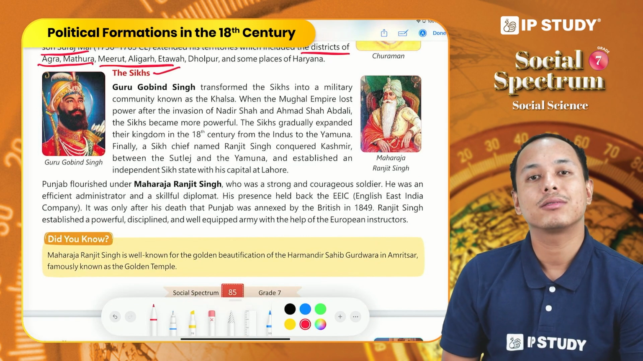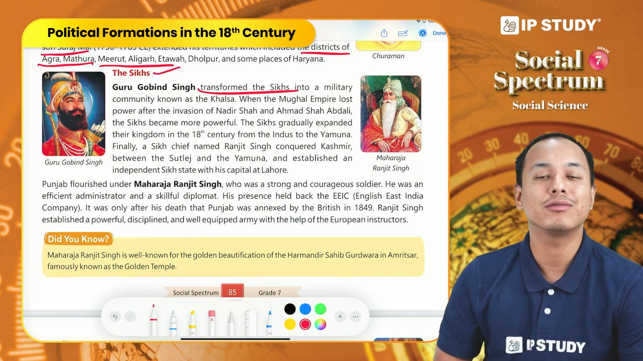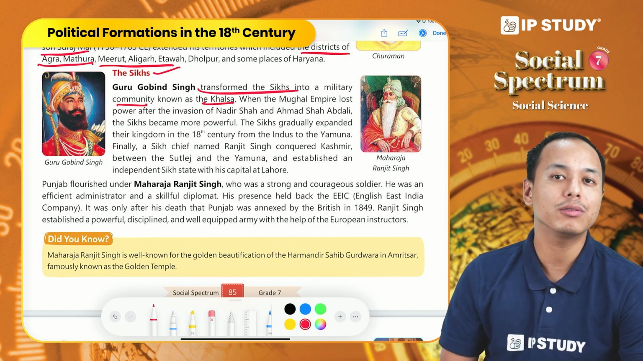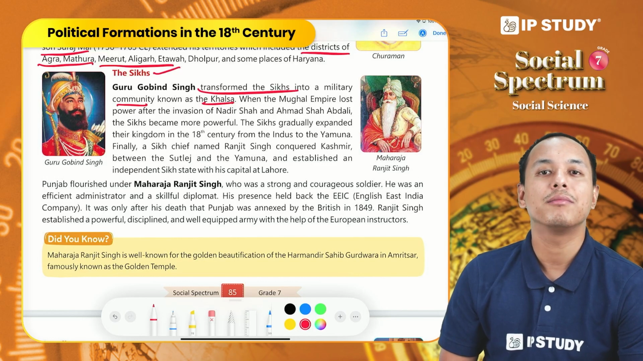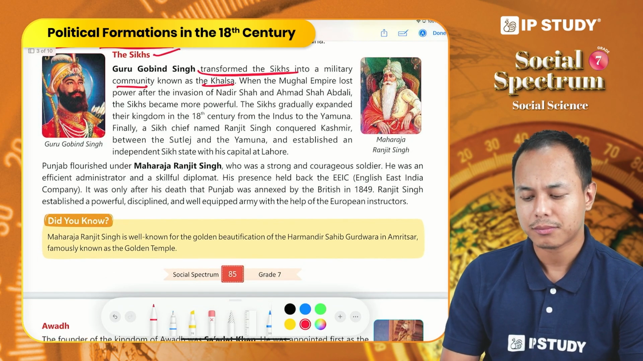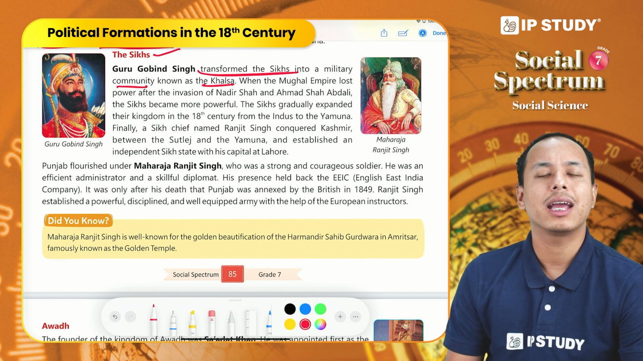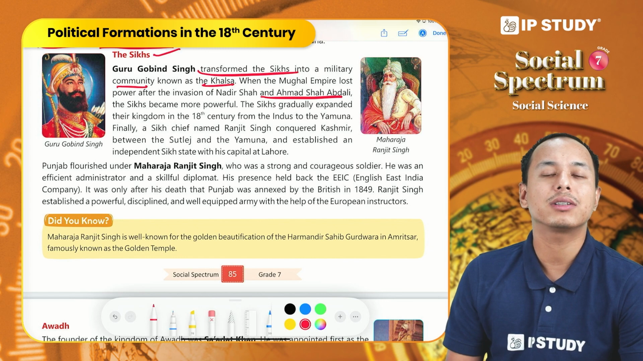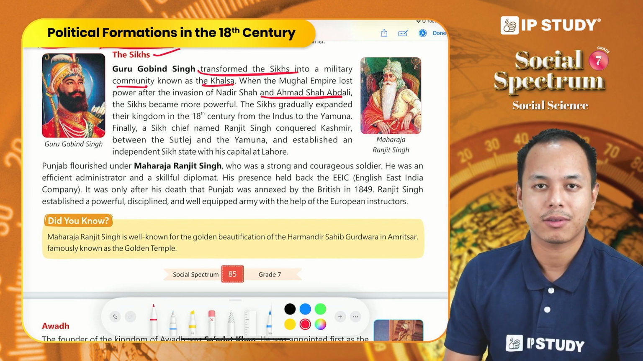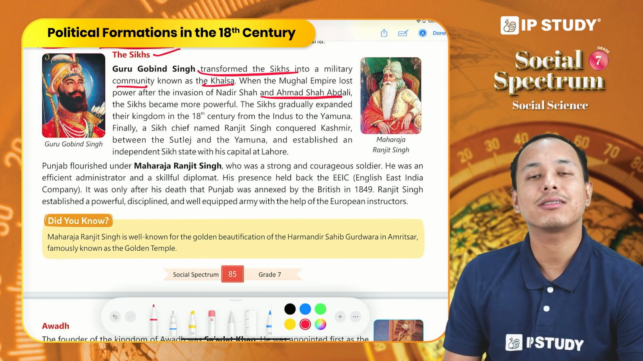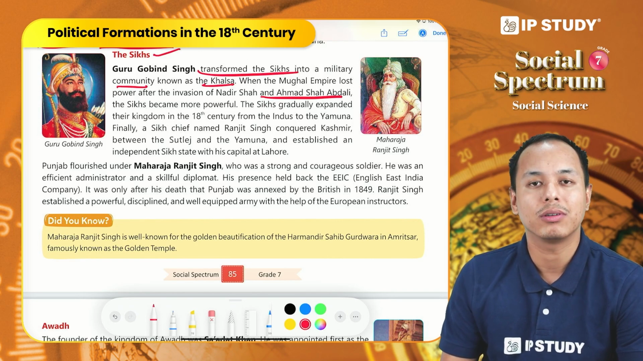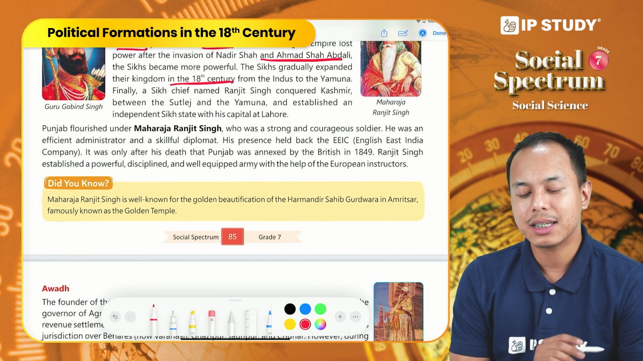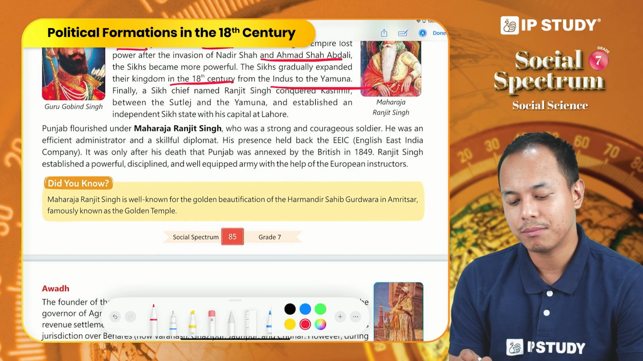The Sikhs. Guru Gobind Singh transformed the Sikhs into a military community known as the Khalsa. When the Mughal Empire lost against Nadir Shah and Ahmad Shah Abdali, it was the Sikhs who fought against and resisted them, and the Sikhs were growing more powerful during this period. In the 18th century, the Sikhs extended their empire from the Indus to the Yamuna.